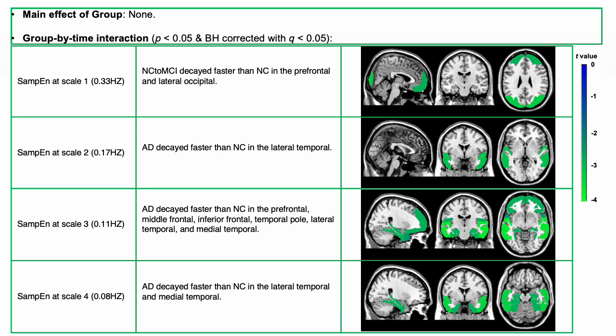At scale 3, the Alzheimer's group decayed faster than the normal control in the prefrontal, middle frontal, inferior frontal, temporal pole, lateral temporal, and medial temporal. At scale 4, the Alzheimer's group decayed faster than the normal control in the lateral temporal and medial temporal.